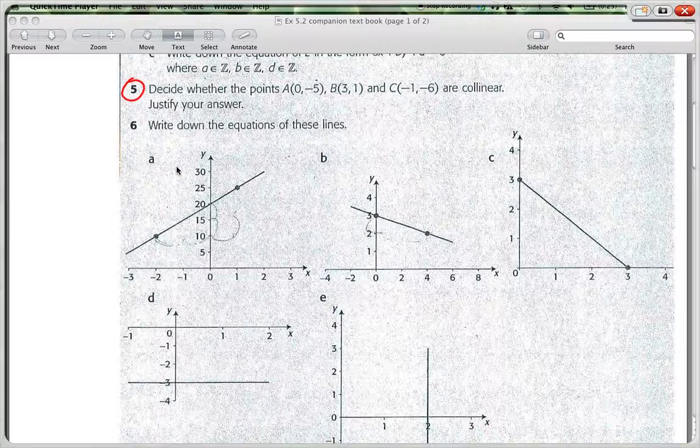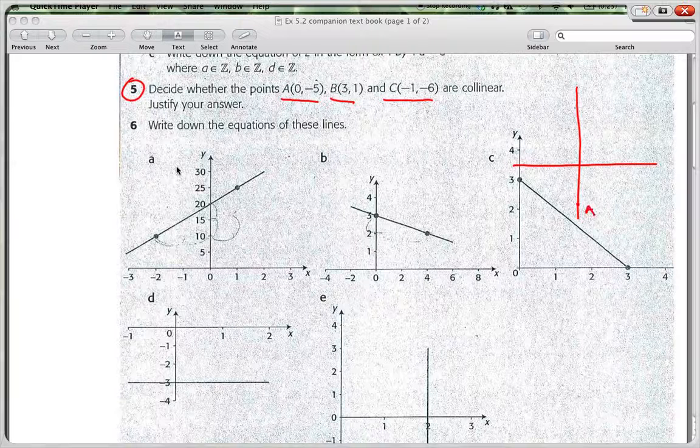Question 5. Decide whether the points A, B, and C are collinear. Justify your answer. So if I drew this up, I would get A is equal to (0, -5), so I may be over there. B is equal to (3, 1), I may be over there. And I'd have C (-1, -6), somewhere over there. So it looks like they could be collinear.